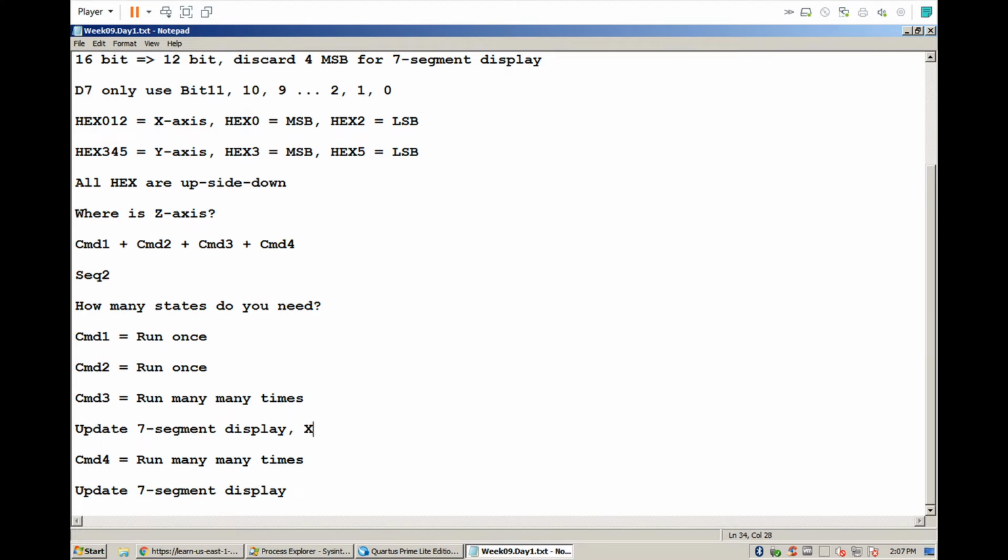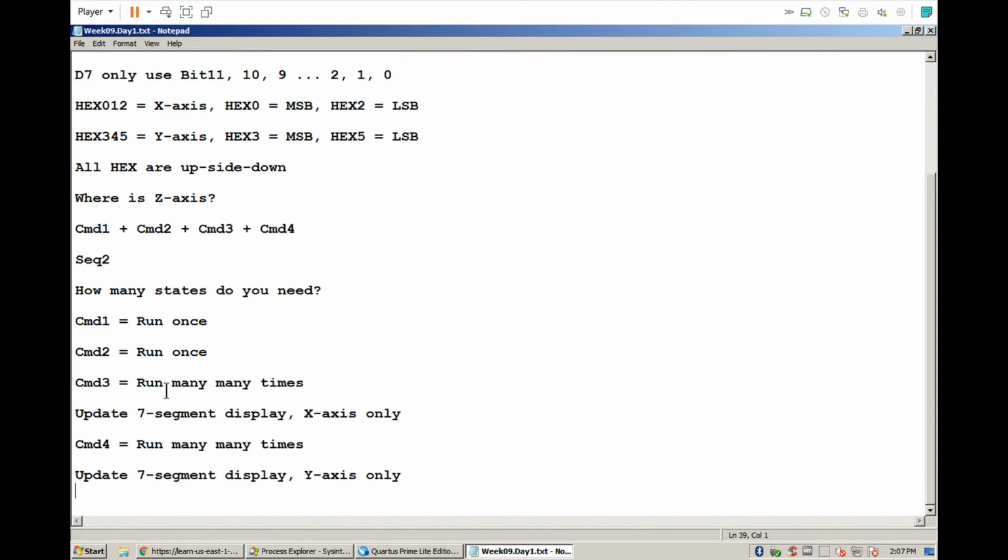So this is x-axis only, and this is y-axis. Or you may ask, how come we don't do all the updates at once? You can do that. It's not necessary. The reason is when you do these updates, you're doing it in milliseconds. You cannot even tell with your eyes that you just updated the x-axis or the y-axis. So to make the solution more uniform, you read, you update, you read, you update.